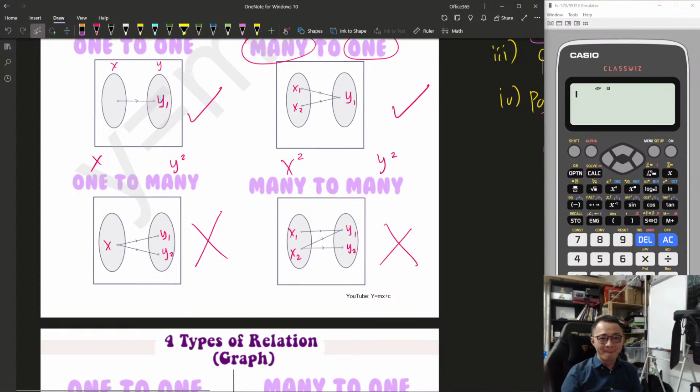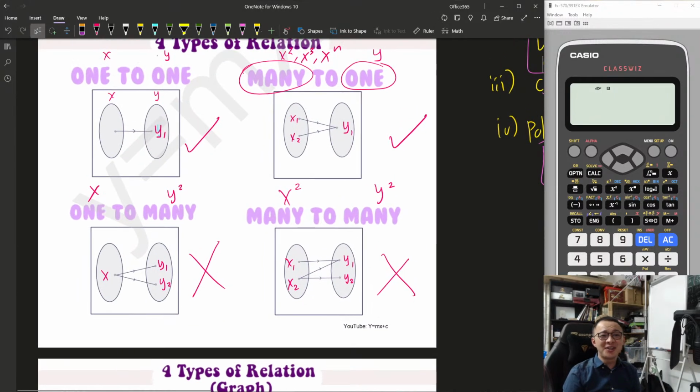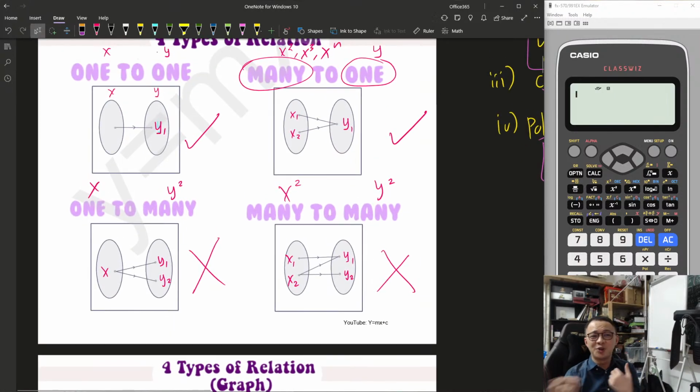I watched your integration solution for 2022 Cambridge IGCSE, very helpful. Yeah, you're most welcome. I also teach IGCSE tuition, but there I'm not using YouTube Live, I'm using Zoom.